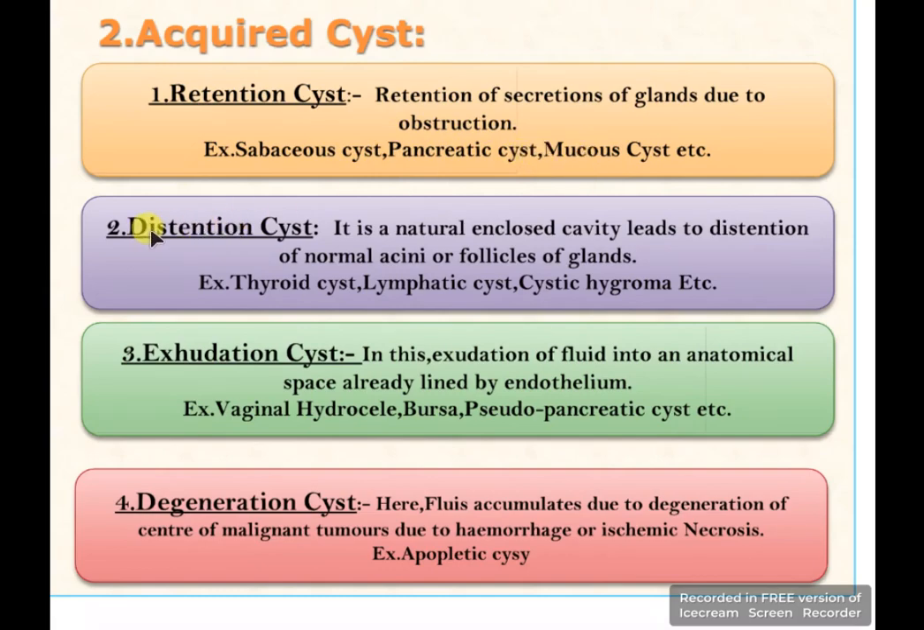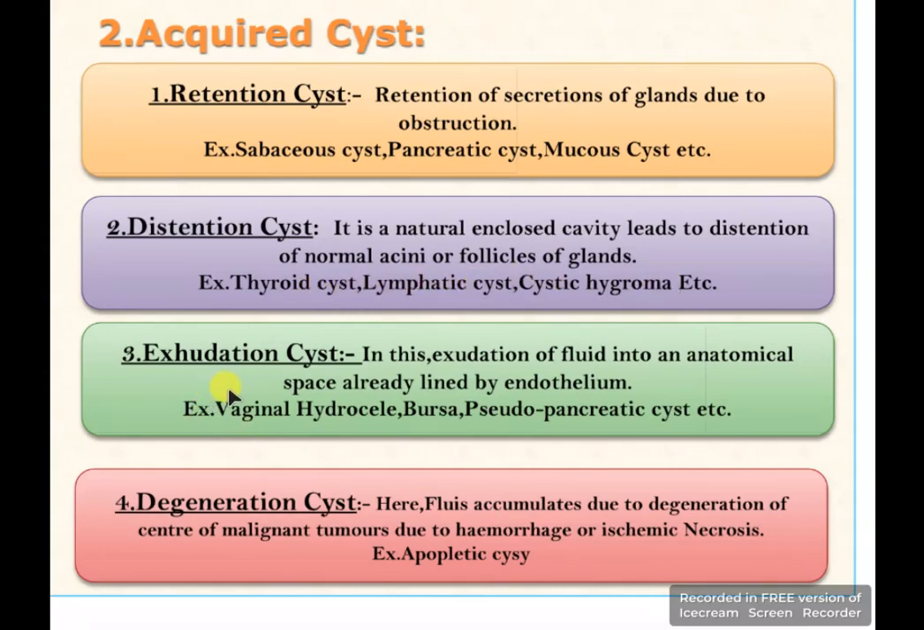The second type is distension type of cyst. What happens is that there is a natural enclosed cavity that leads to distension of normal acini or follicles of glands and leads to the formation of swelling. For example, thyroid cyst, lymphatic cyst, cystic hygroma.